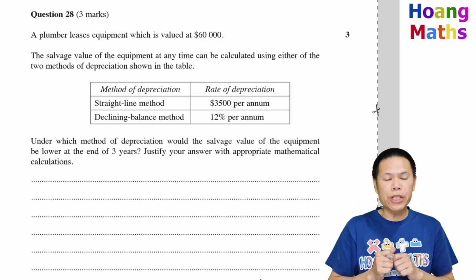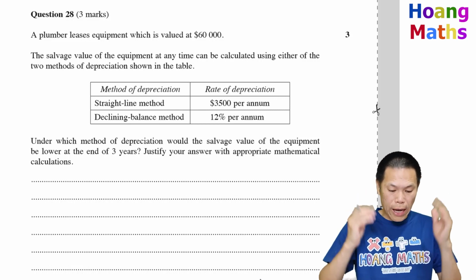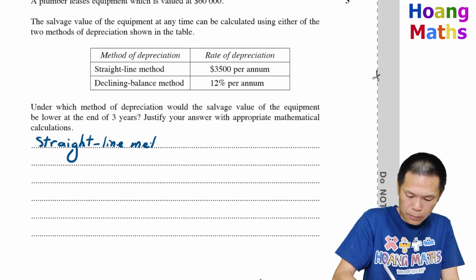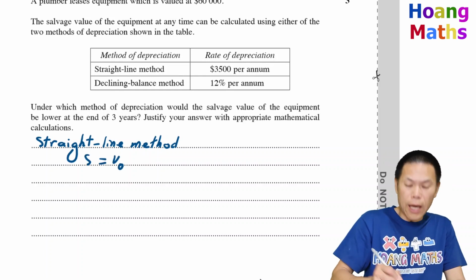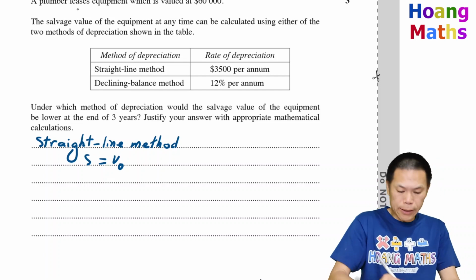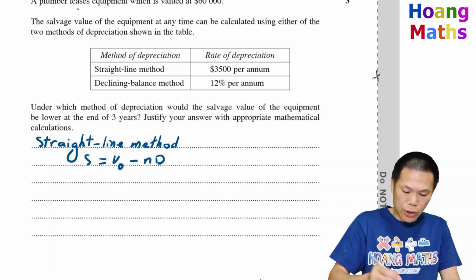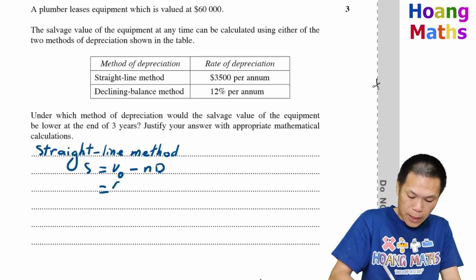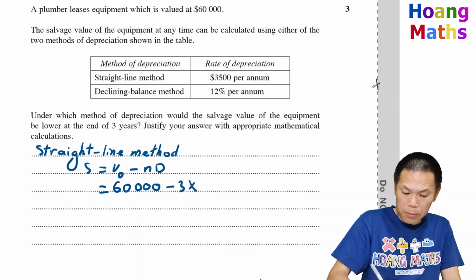Question 28. So we need to work out which method of depreciation gives us the lowest salvage value. So let me just work out the straight line method first. And we know the rule is S is equal to V naught, that is the purchase value, minus N D. N is the number of years and D is the annual depreciation. So we know that V naught, the original value, is 60,000. So 60,000 minus N, that is 3 years, and we times by the annual depreciation, that is 3,500.